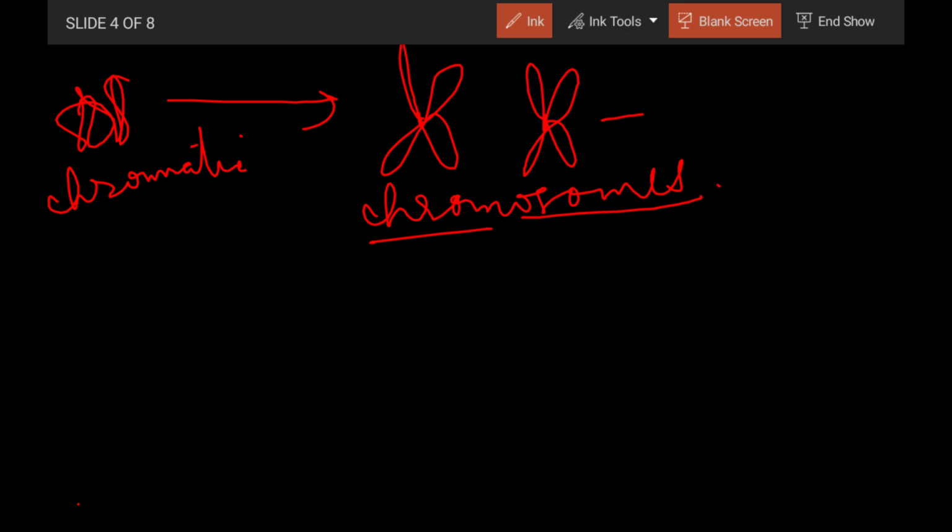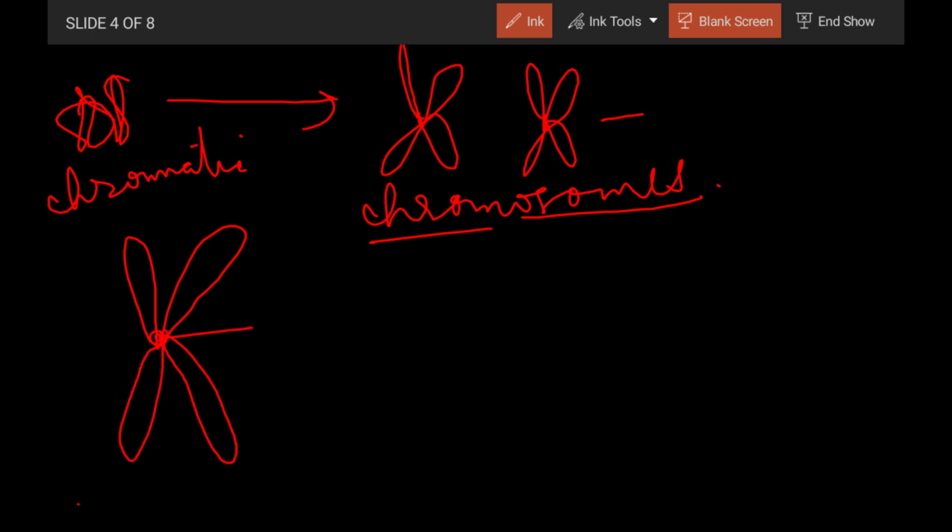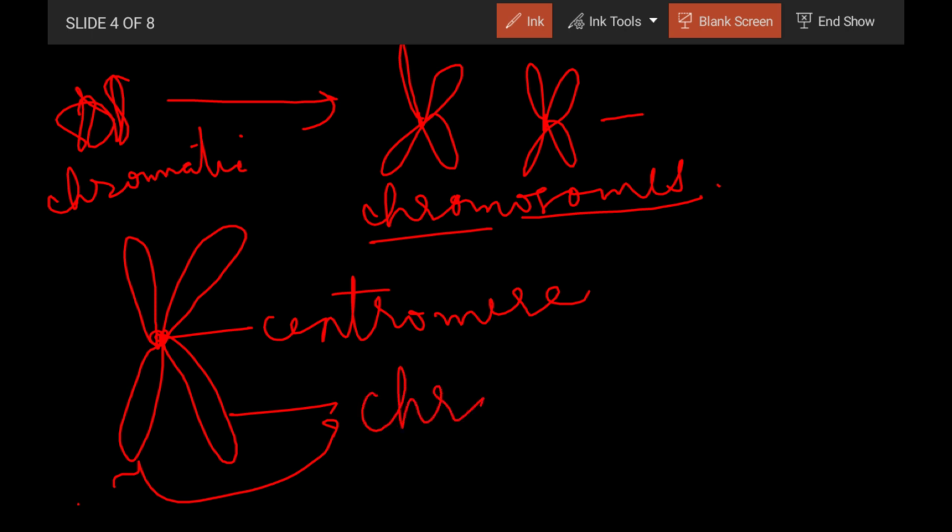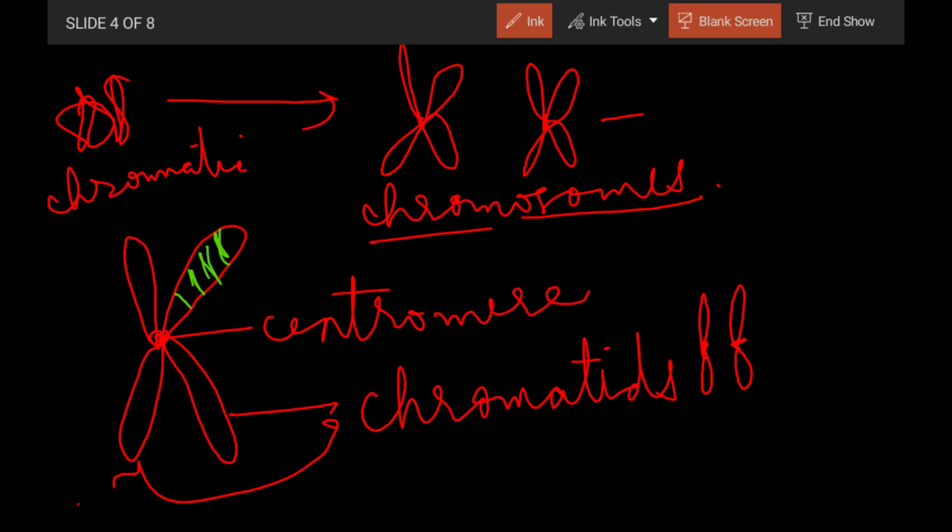Now, we saw the structure of the chromosome. This is your centromere, and these are both chromatids. You can draw chromatids here like this. When they form this type of structure, this is called a chromosome. And again, we will have these types of segments on the chromosomes.